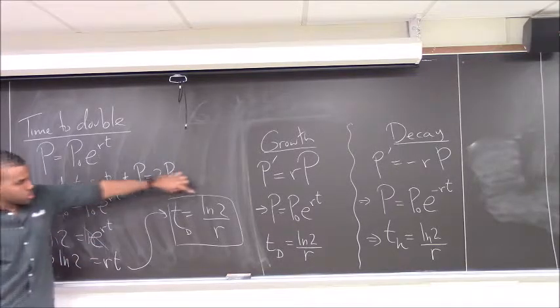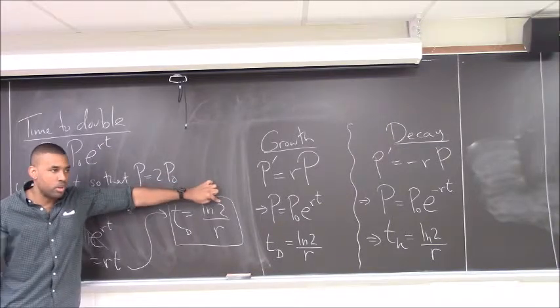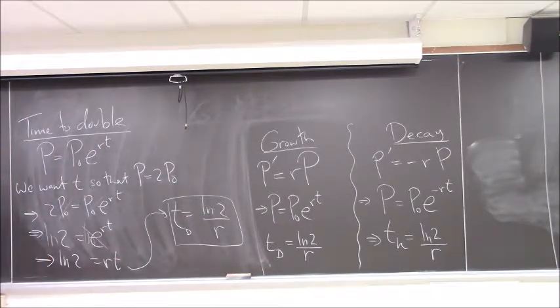The thing special about the 2 is that it tells me I'm doubling. If I wanted the time to triple, that would be ln3 over r. Time to quadruple, ln4 over r, etc. And so that's how we would get that.